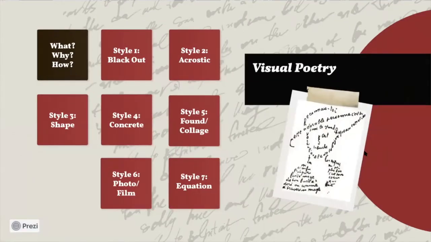So there's seven different main styles of visual poetry that we're going to take a look at. And when you have your visual poetry assignment, you are going to create two visual poems, and you can choose from any of these styles or create your own visual poem. So let's take a look at what they are.